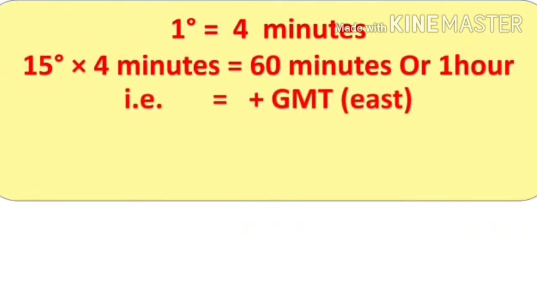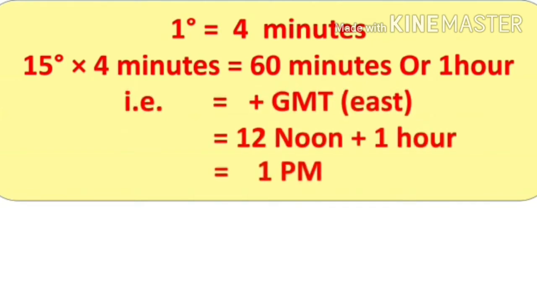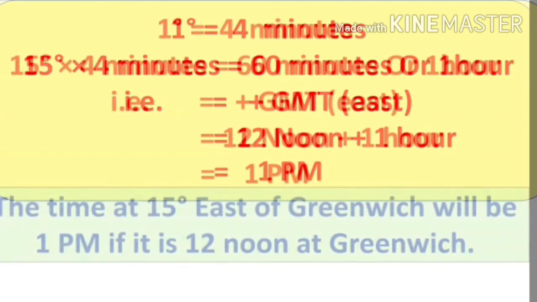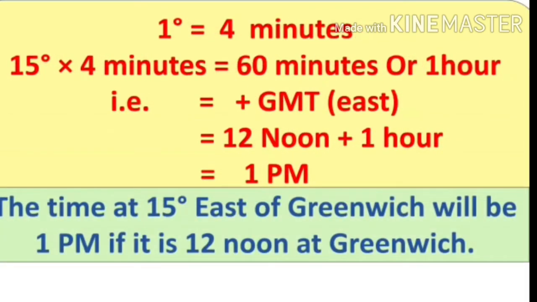So here we have to add time. We have to add 1 hour to the 12 noon. In a Greenwich line, it is 12 noon. So we will add 1 hour to it. So when we add 1 hour to it, what will be the time? 1 p.m., right? So the time at 15 degree east of Greenwich will be 1 p.m. if it is 12 noon at Greenwich.